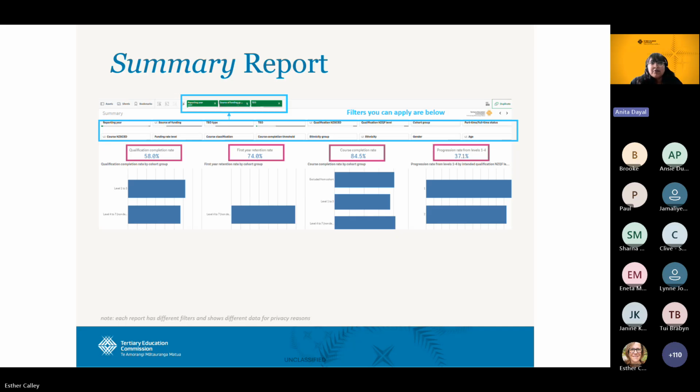Just note that for privacy reasons, all of the screenshots that we have here from the My Performance SDR have different filters applied and will show different data, and some data fields have been blurred.